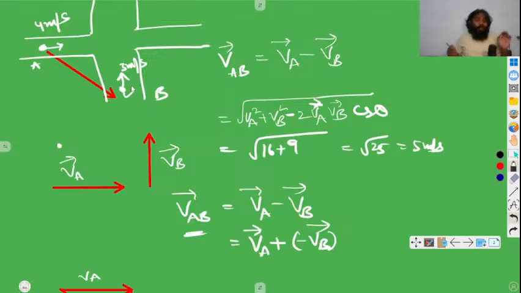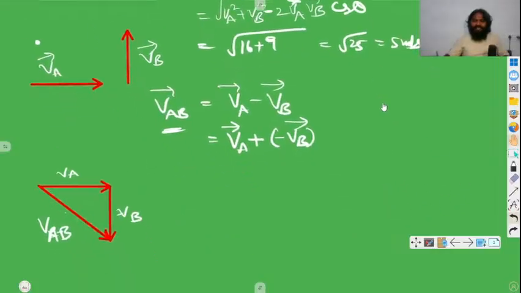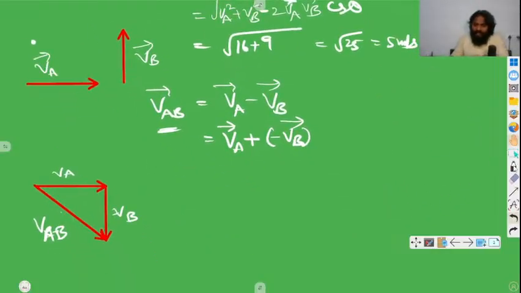Yes, this is about relative velocity in two-dimensional motion. So this is how you have to calculate the problems. Once again, I hope this example is quite enough to understand relative velocity. And next, same as just before, VAB bar is equal to VA bar minus VB bar.